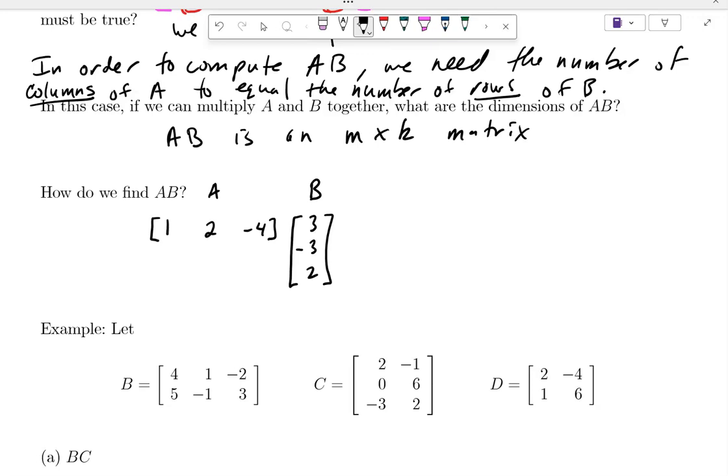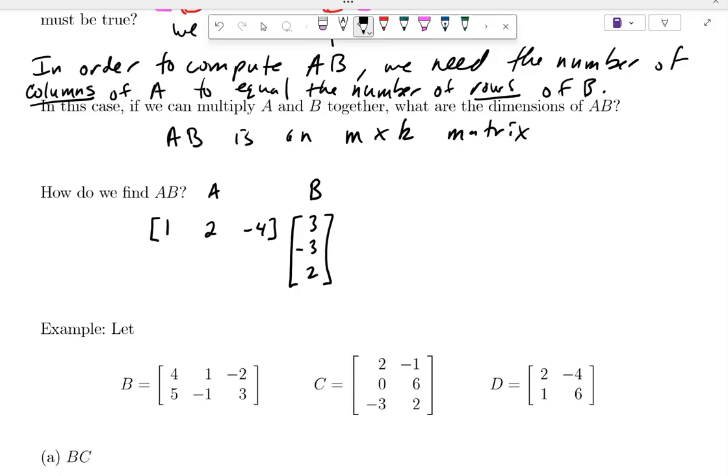Okay. When I'm done, according to what I told you earlier, what size matrix do you end up with? It's the number of rows in A and the number of columns in B. How many rows does A have? Yeah, 1, and B has 1 column, right? So I should end up with a 1 by 1 matrix. I should end up with a single number when I'm done.